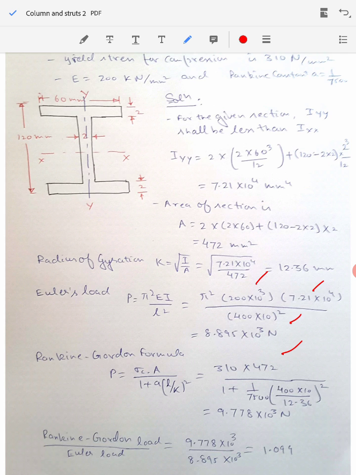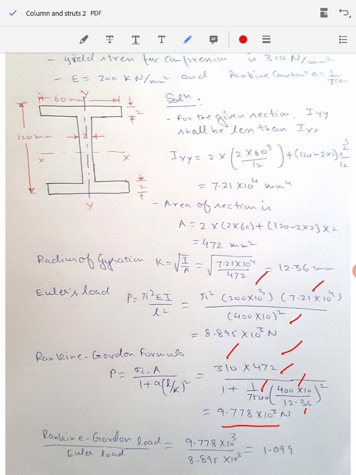Now the next thing is to apply the Rankine's Gordon formula. In the Rankine's Gordon formula, we have the value of compressive stress sigma c, yield point stress, so that is given as 310. Area we have already calculated. The Rankine's constant is given as 1 by 7500. We substitute here the value of length and radius of gyration, and calculate the value of Rankine's Gordon load as 9.778 kilonewton from this.